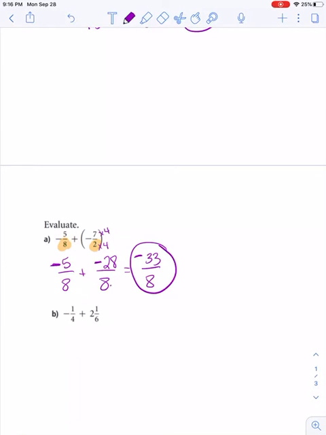Over here, we have a mixed fraction. So when we have mixed fractions, the first step to do is to put it into an improper fraction. So to do so, we're going to do 2 times 6 gives me 12, plus 1 gives me 13 on 6. I'm going to rewrite the rest of my equation.